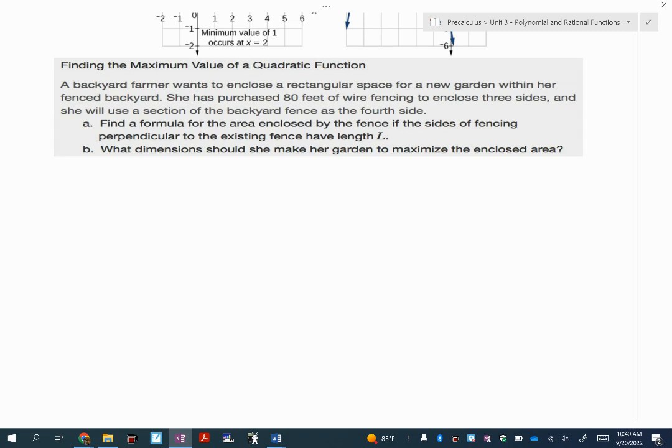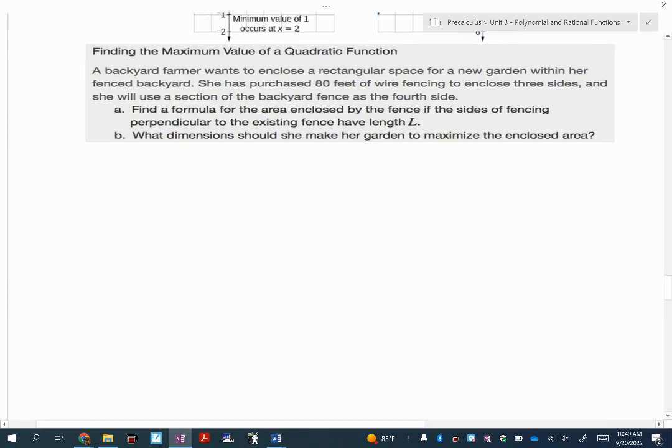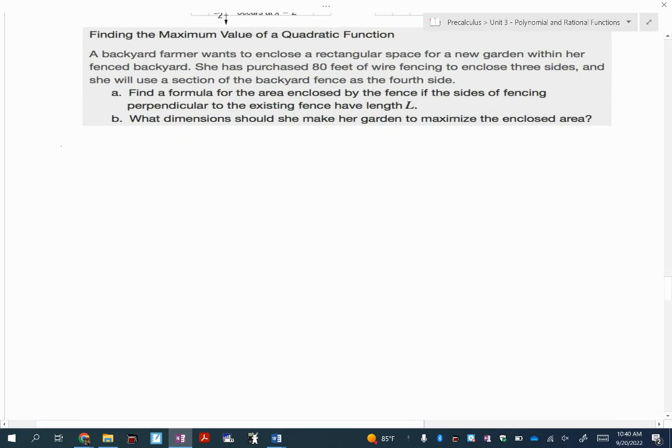She has purchased 80 feet of wire fencing to enclose 3 sides, and she will use a section of the backyard fence as the 4th side. So what I thought was, all right, okay, so this right here is her back fence. All right, so we don't need to worry about that. But we do care about the rest of it, right, which is going to give me my total of 80 feet, right, that she purchased. So it says the fencing that is perpendicular to the existing fence is going to be labeled as our length, and I'll label this one as the width.